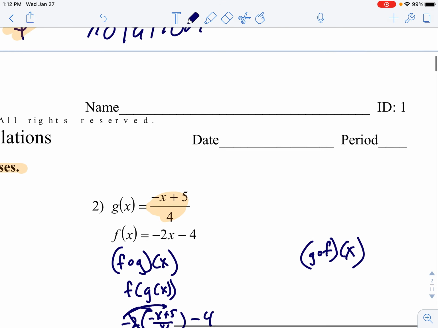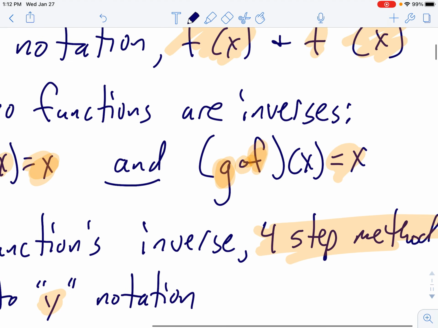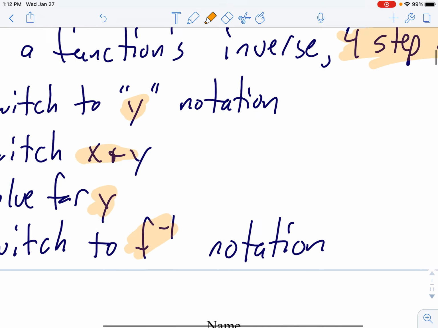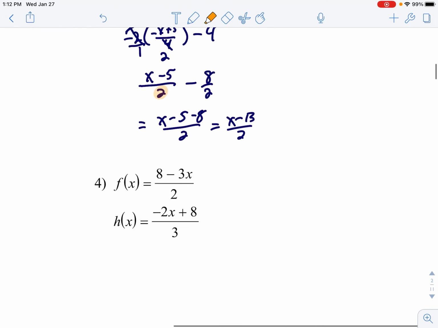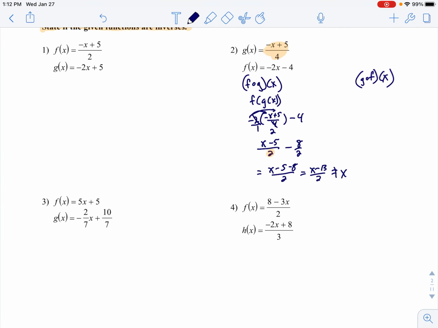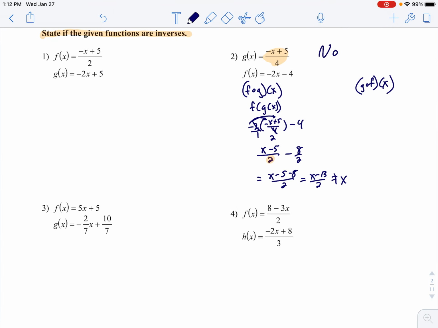Well, in order for these to be inverses, what I just did would have to work out to equal x. Just plain x. No extra numbers. No 13, no 2. This does not equal x. What that means is I'm already done with this problem. I can now state that it's a no. The fact that this already fails the test means I don't even have to continue testing it. It's just done. So that one's a no.